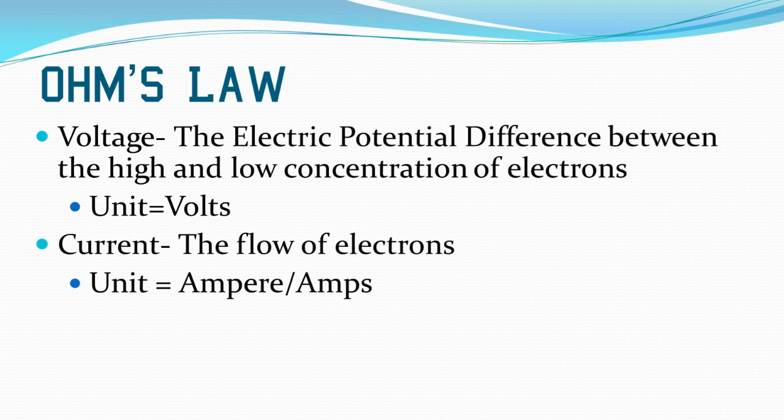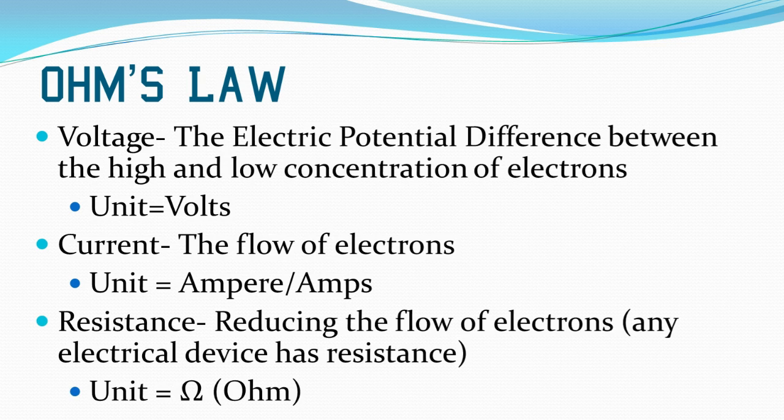The current is the physical flow of electrons. We measure this in amps or ampere. Resistance. This reduces the flow of electrons. Any electrical device has resistance. Even wire has resistance. We think of this as the friction. This is what slows down the flow of electrons. We measure our resistance in ohms, or the omega symbol.